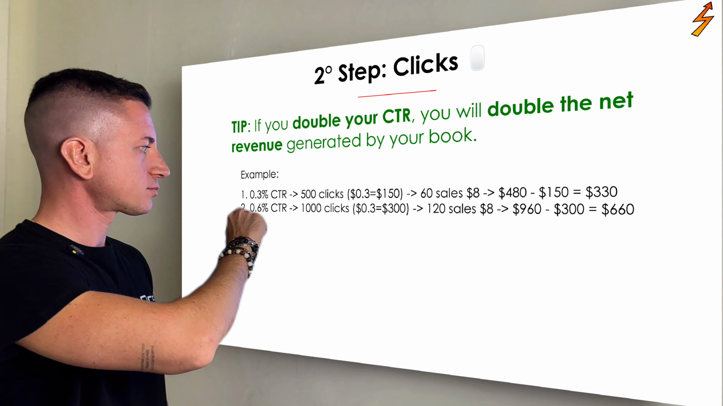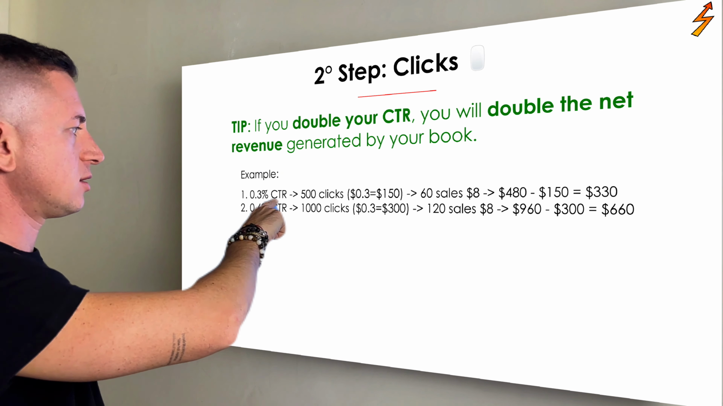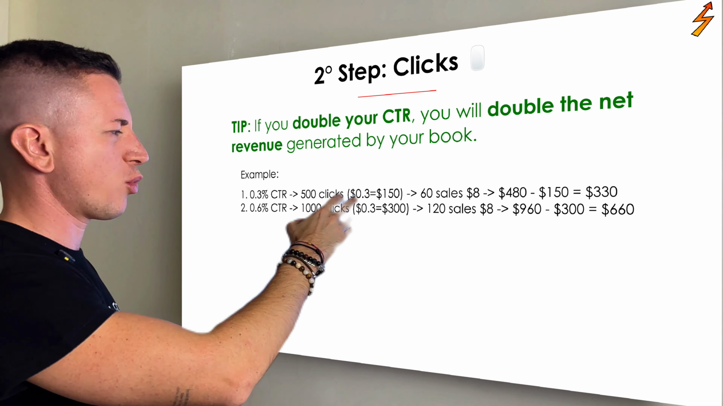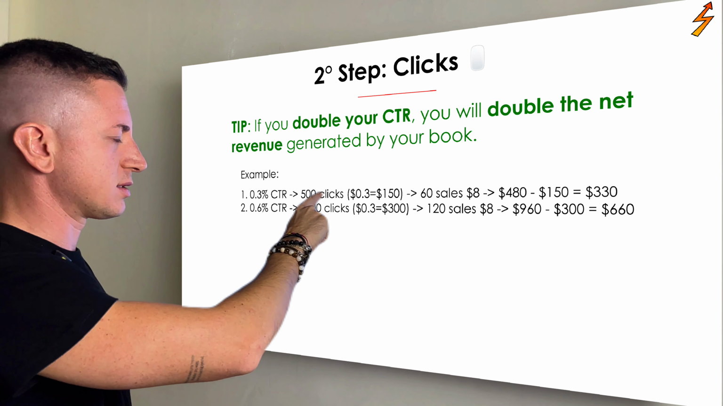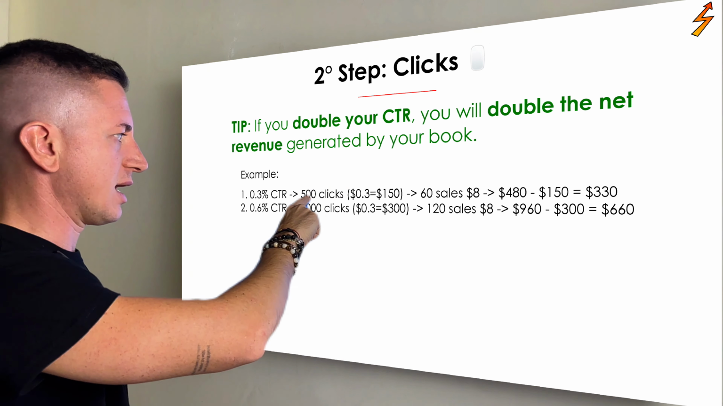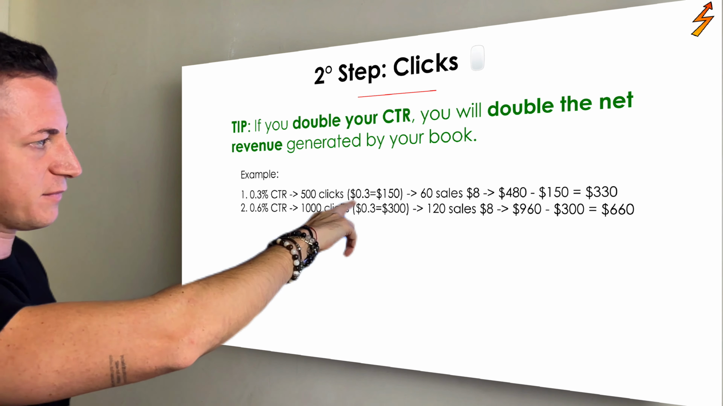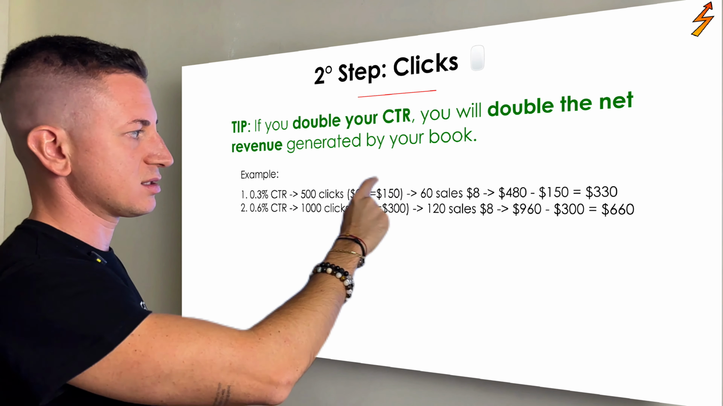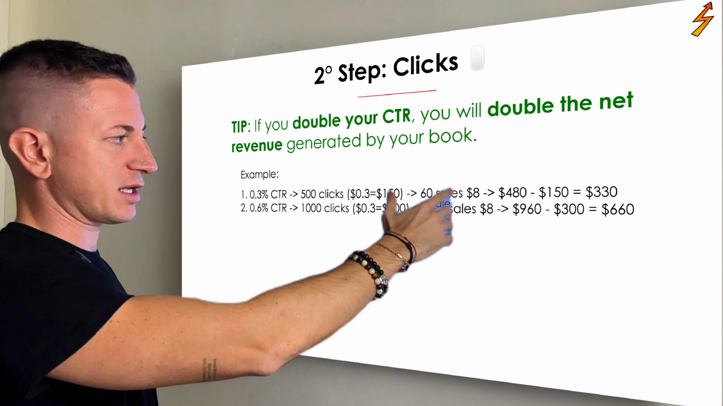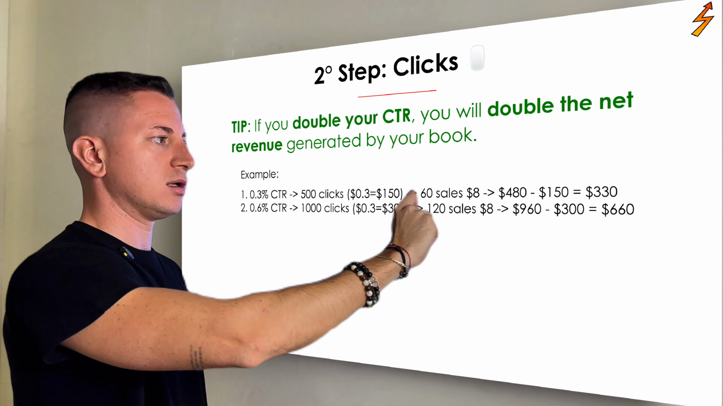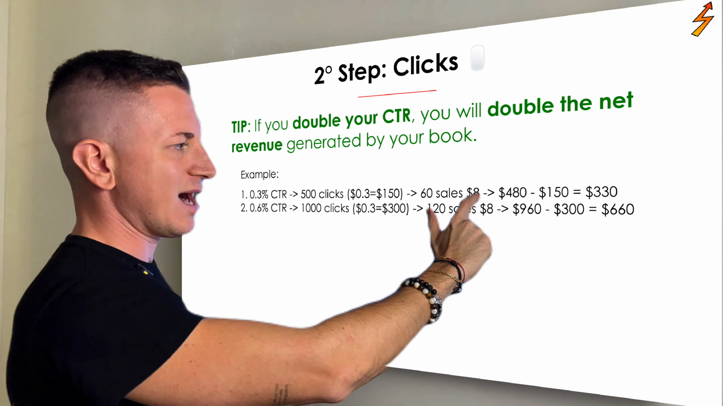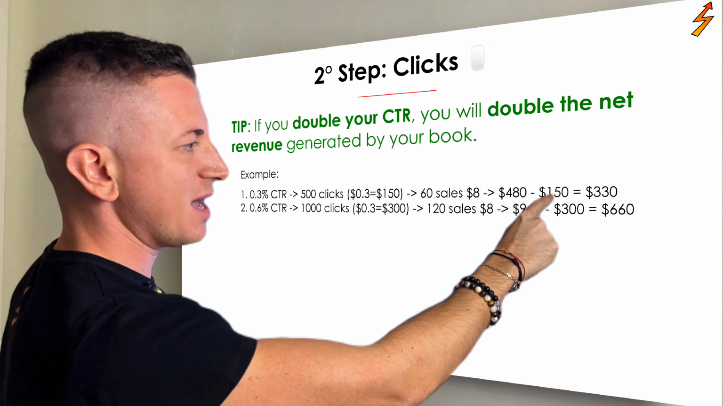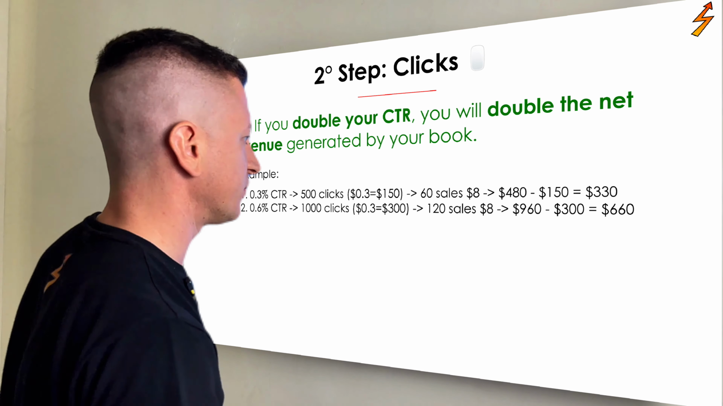So for example, with 0.3% of CTR, we have 500 clicks. Per click, we are paying 30 cents. So 30 cents multiplied by 500 is $150. We are making from these 500 clicks 60 sales, and for example we have $8 of royalty, so we are making $480. If we subtract the $150, we are making $330 of net profit.